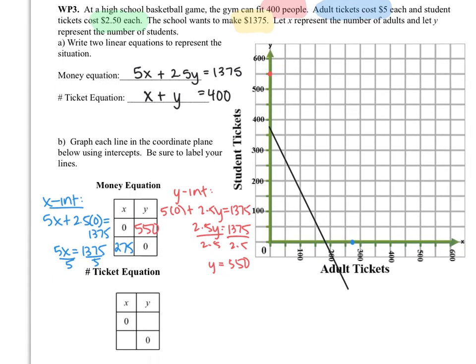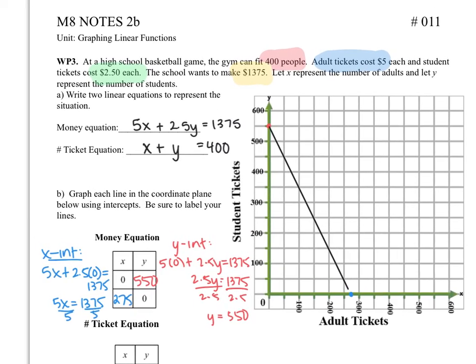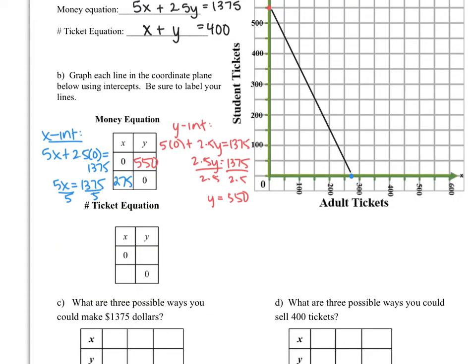So now we'll come down here and we'll do the intercept table for this equation. If I take x plus y equals 400, change y to 0, that will get me x equals 400. And if I do the same thing for my y-intercept, which means I change x to 0, I'm going to get y equals 400. So if I come graph those, I've got 400 on the y-axis, 400 on the x-axis, and then I'm going to connect that with my ruler.